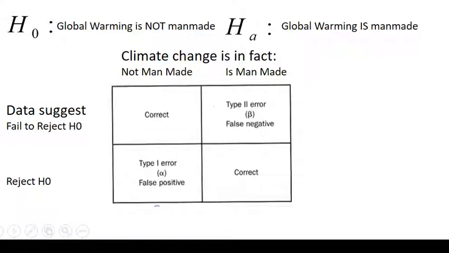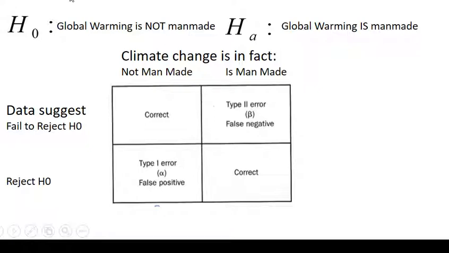Yeah, the null hypothesis. If I want to show that global warming is man-made, I should probably not put that in the null hypothesis, because then I'd start out by saying, well, let's assume global warming is man-made. Let's assume it's true. No, you should prove it's true.